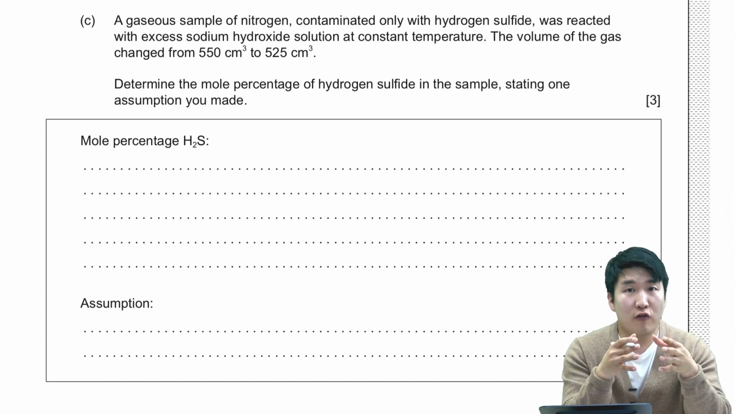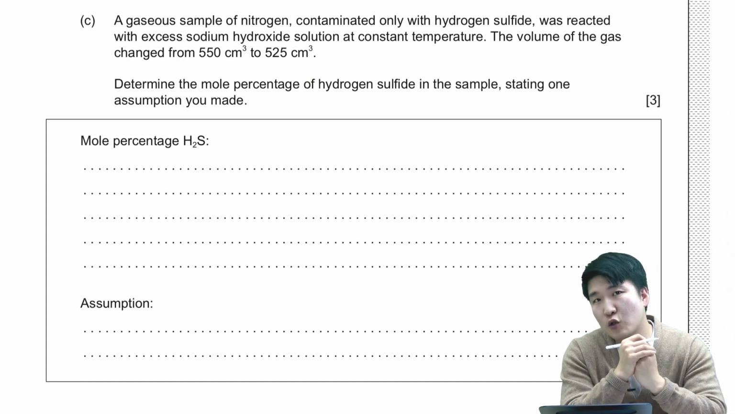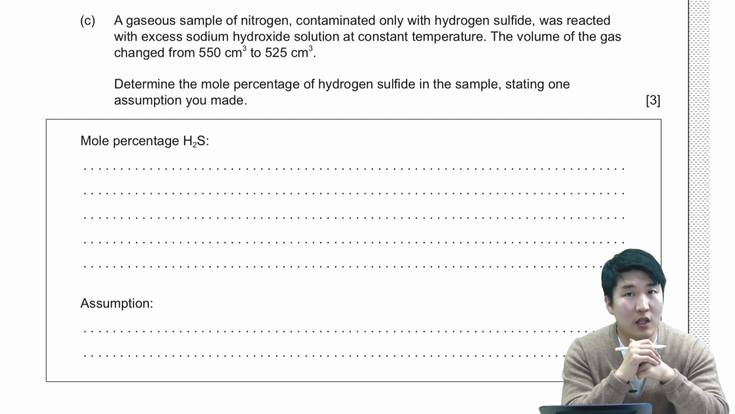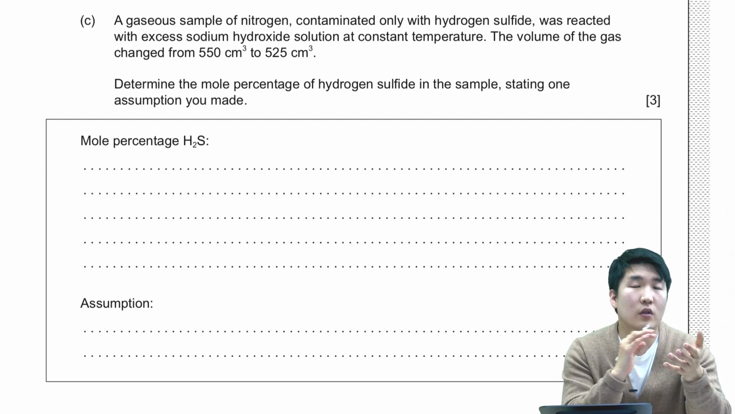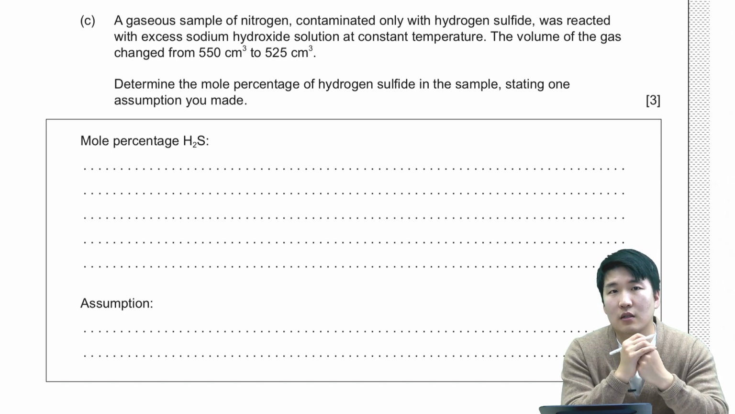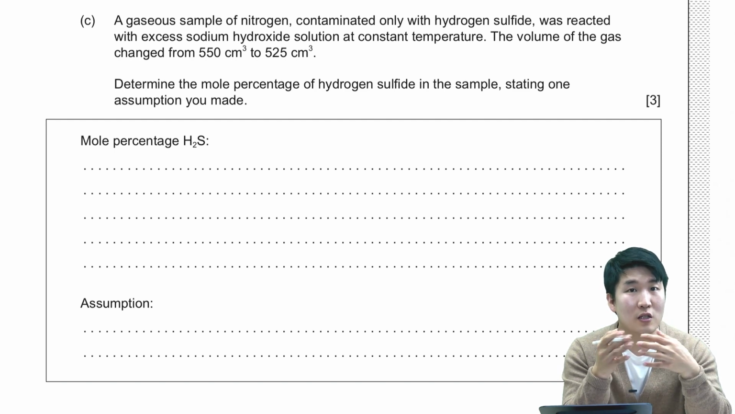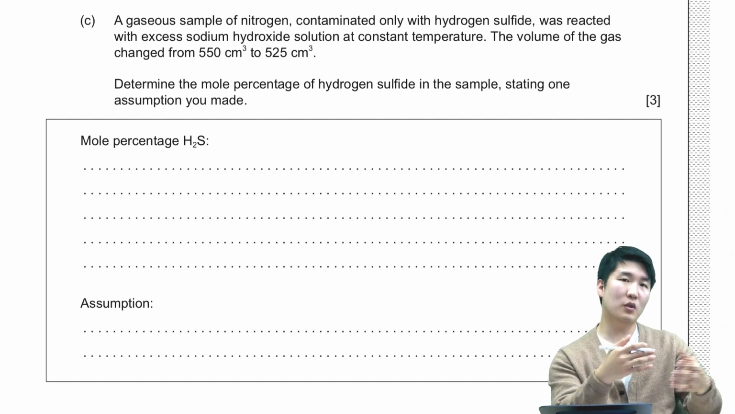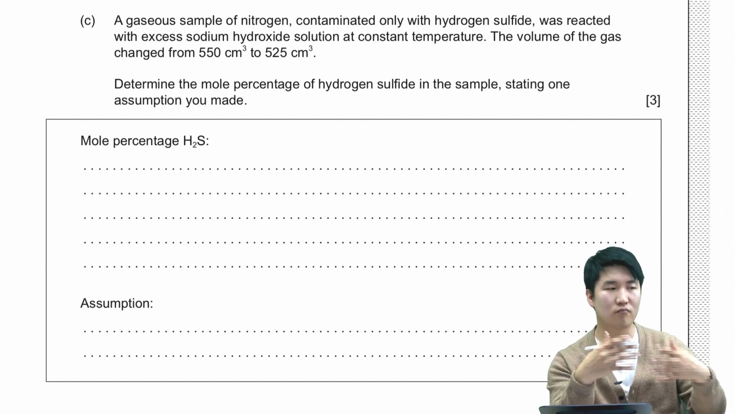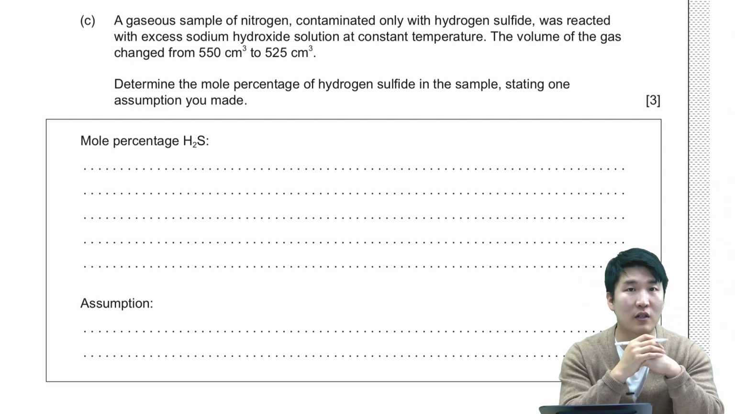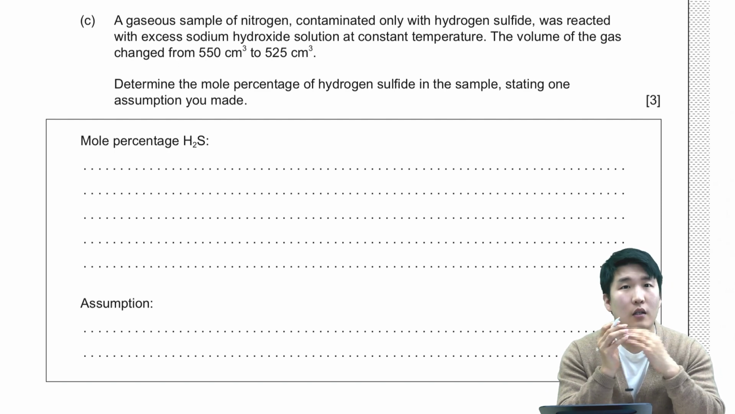A nitrogen and hydrogen sulfide mixture is going to react with sodium hydroxide, and we're given the volume of the mixture before and after the reaction. It seems that 25 cm^3 has been consumed, which means 25 cm^3 was the volume of hydrogen sulfide in the initial mixture. And we're given the task to work out the mole percentage of hydrogen sulfide.